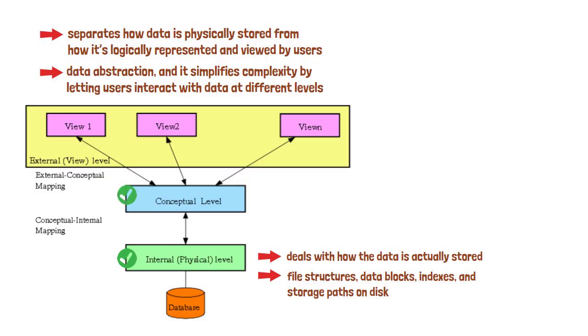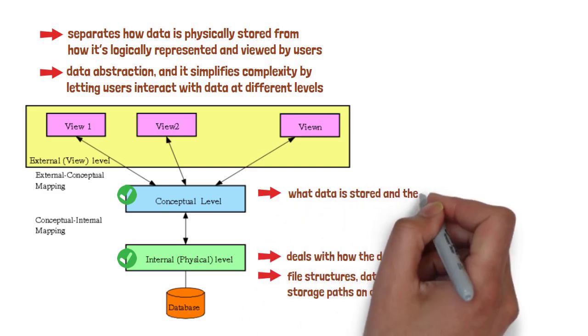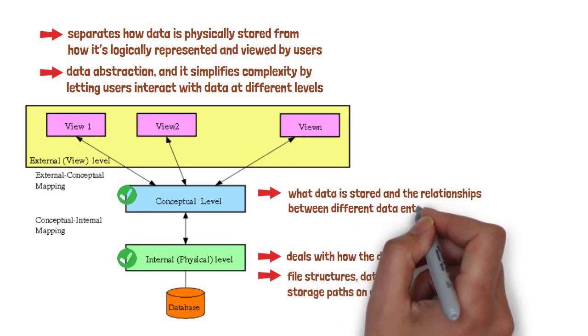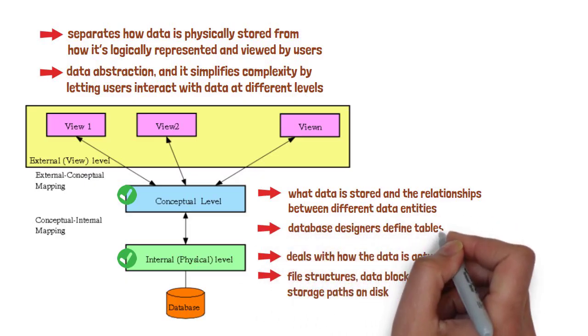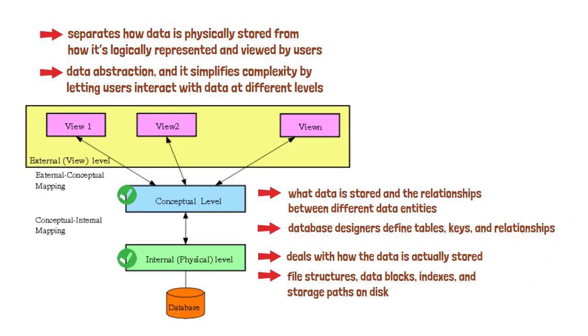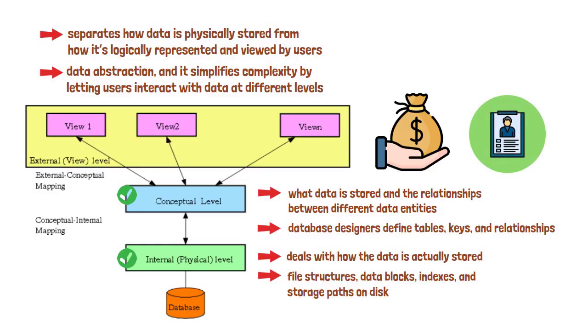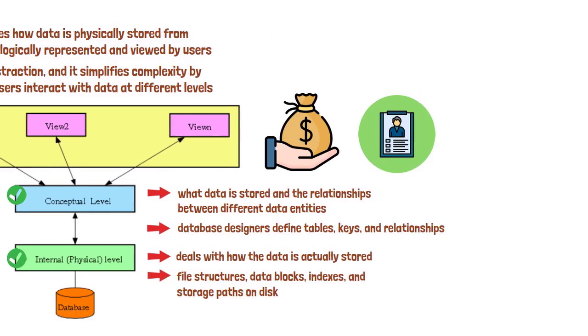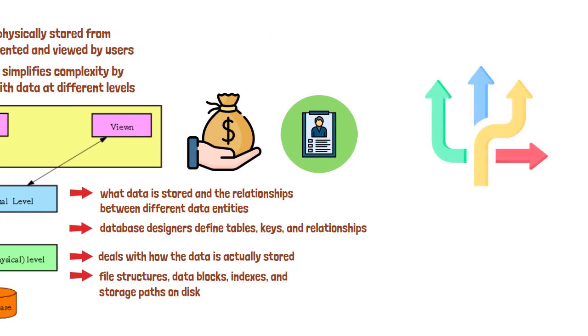Above that is the conceptual level, or the logical view. It describes what data is stored and the relationships between different data entities. This is the level where database designers define tables, keys, and relationships. Finally, at the top, we have the external level, or view level. This is what each individual user or application sees. For instance, a finance team might only see salary details, while the HR team might see employee records without sensitive financial data. This three-layer abstraction, external, conceptual, and internal, allows flexibility.